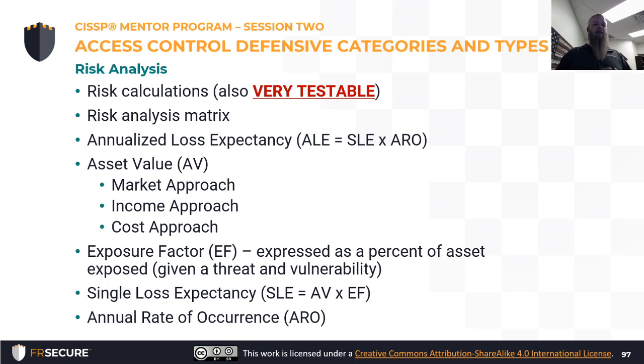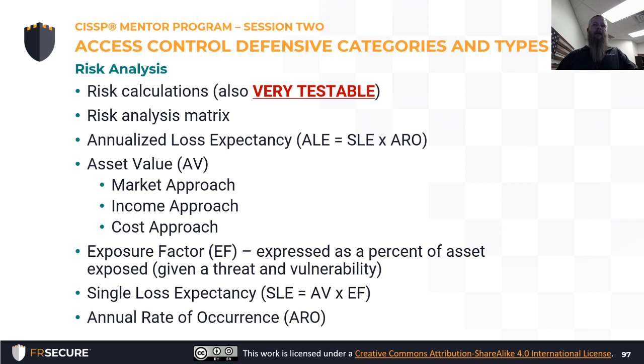Asset value, there are different ways to do asset value. The market approach: what would the market pay for this asset? The income approach: how much income we create from this asset. Or the cost approach: how much it costs for us to keep it for some business reason. That's asset value. You don't need to go deep into it. What you'll probably see in the exam is an asset costs $10,000, and so on. They'll give you the variables that you'll need to plug into the equation.